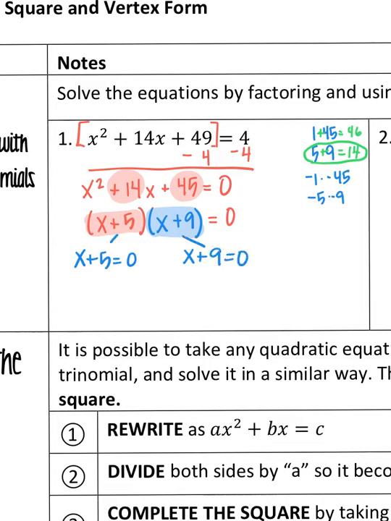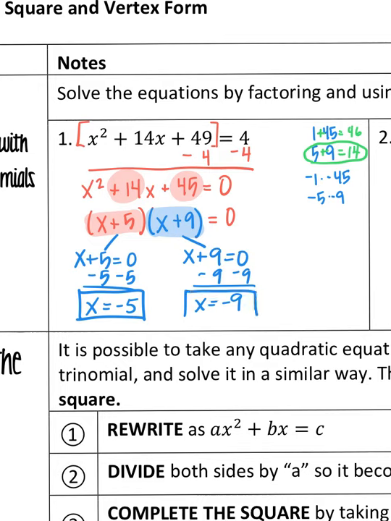So I just took each one. And now I'm just solving for x. I subtract 5 from both sides, and x equals -5. Subtract 9 from both sides, and x equals -9. So here are my two answers. X equals -5 and x equals -9. Okay?